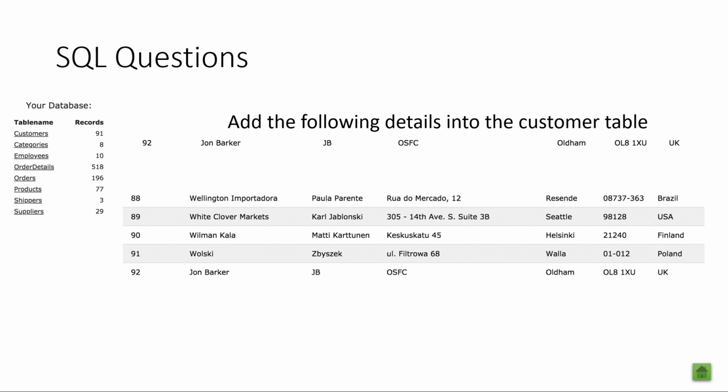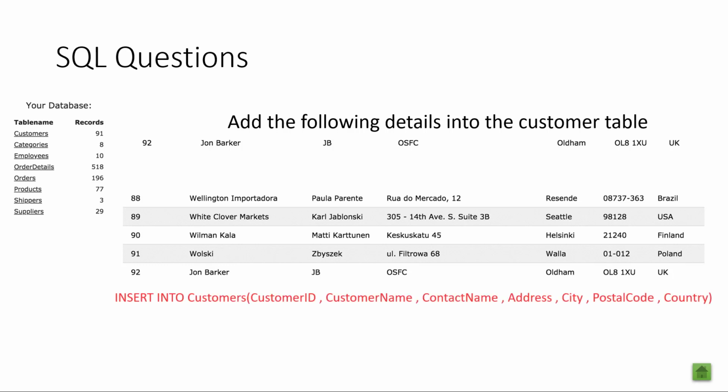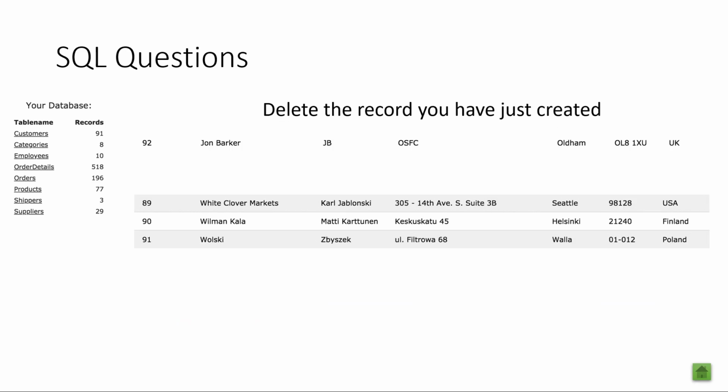All right. So there's a few more here. Add the following details into the customer table. So I'm going to add 92, John Barker, JB, OSFC, Oldham, OL818XU, UK. So insert into customers. So insert into the customer table. The attributes customer ID, customer name, contact name, address, city, postcode, and country. And the values 92, John Barker, JB, OSFC, Oldham, OL81XU, UK.